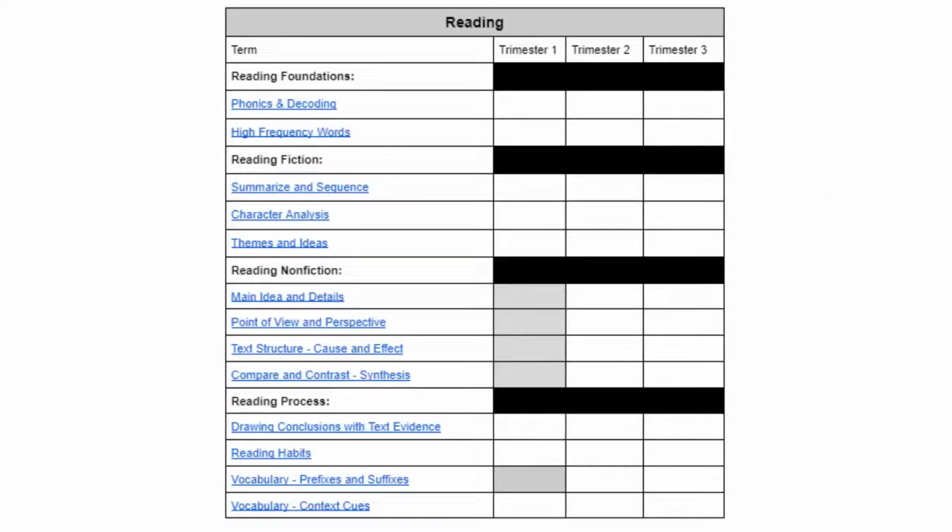Now this one has a few more standards because at the elementary school, reading is extremely important. We want all kids to learn how to read. So in third grade, they have quite a few, and most of the reading and writing are going to be in play the entire year. We have a few that I shaded out just to give you an example. So maybe we're not getting to nonfiction at the very beginning of the year, but you can see that we have our foundations, where a lot of our word work, phonics and decoding happens, fiction, nonfiction, and then our reading processes, which are more of the skills and vocabulary. Next slide.